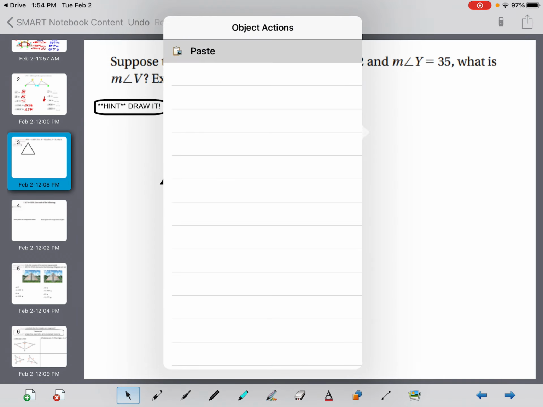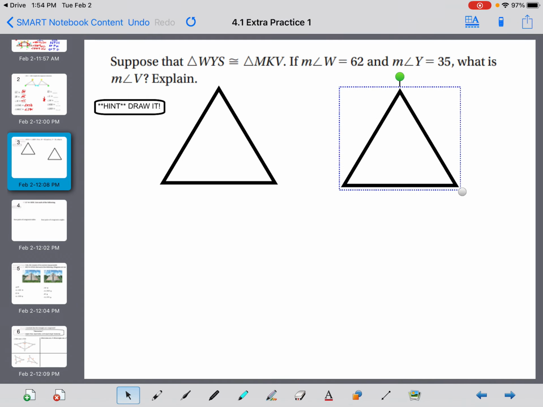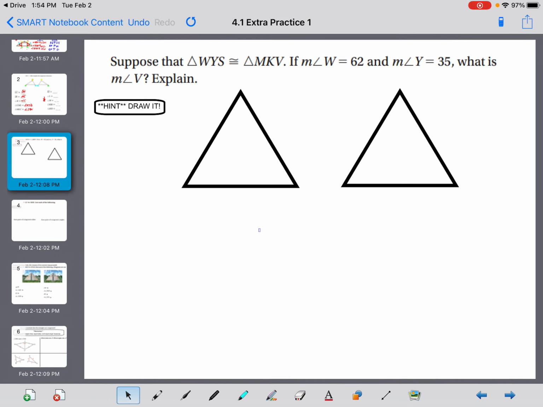Let me see if I can paste it. And there's two. Okay, I'm going to label them. W, Y, S, and M, K, V. Notice I did it in the same order, right? They said angle W is 62. Angle Y is 35. What is the measure of angle V?